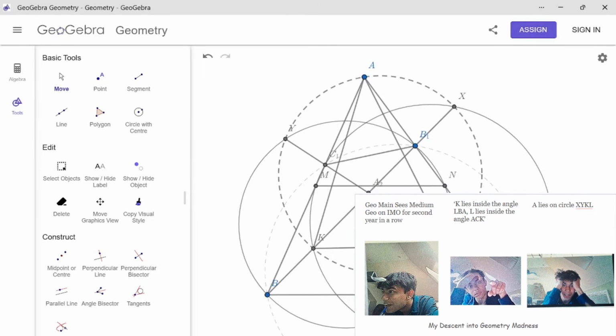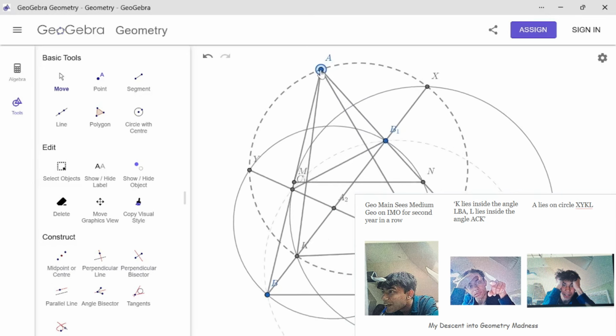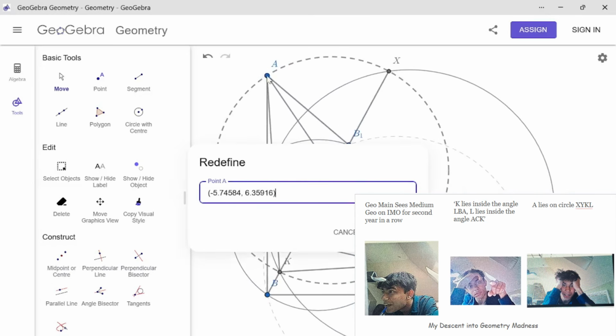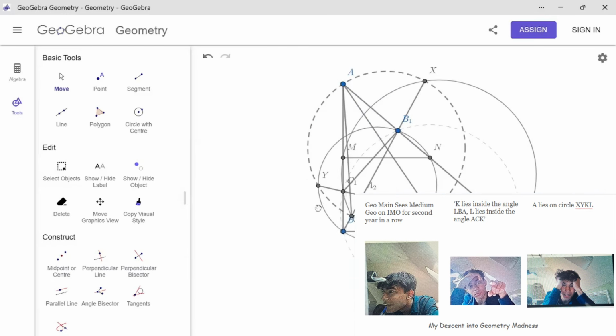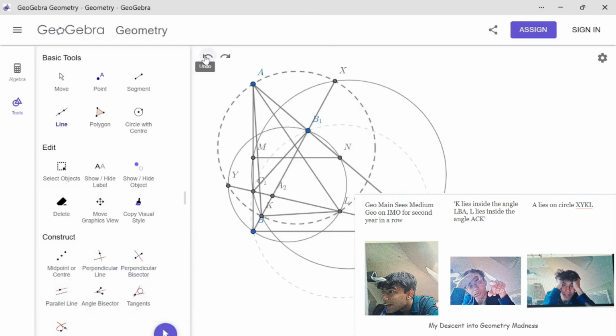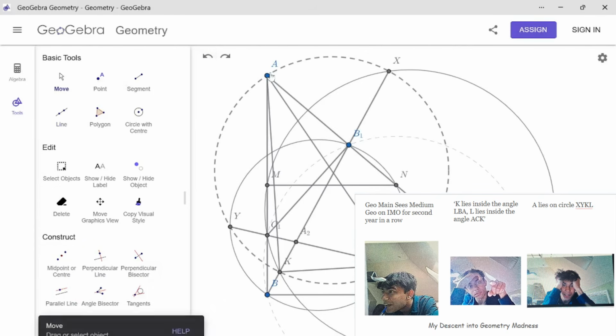Okay, but the thing we still haven't proved is KL parallel to BC? It looks so parallel. But okay, well, I can't say if they're parallel. Well, I can extend KL and see if it meets BC. Because you can do that. I think it does. Okay, so KL is not parallel to BC. Okay, fine.